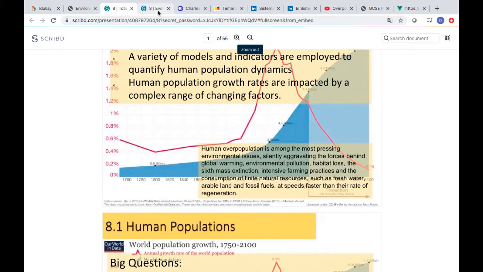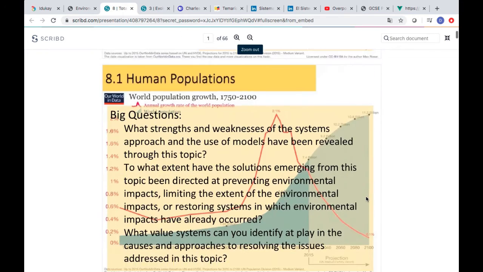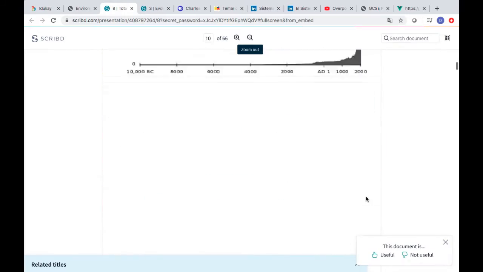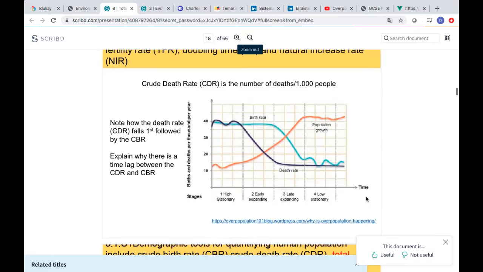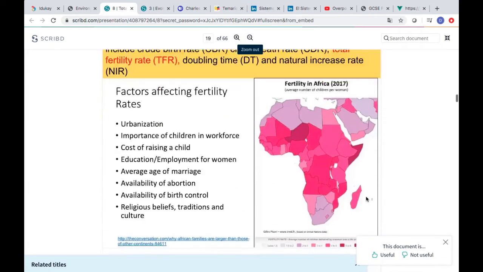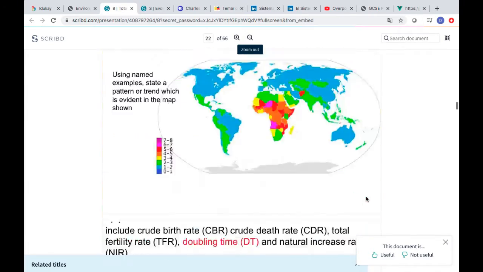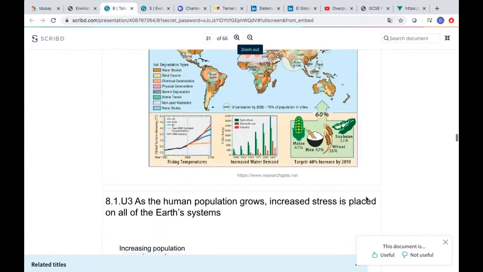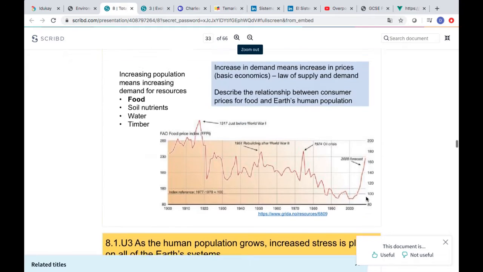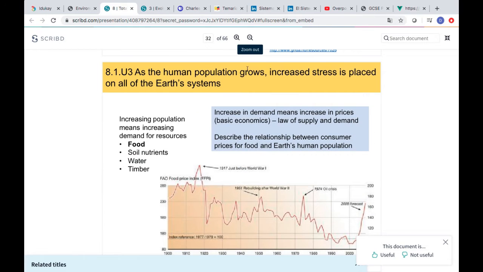Okay, we have human population models. We're going to continue from the last one that we were talking about, and that one was, let me search that one. Okay, this one. As the human population grows, increased stress is placed on all the Earth's systems.